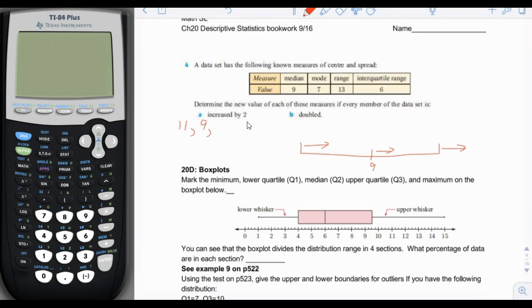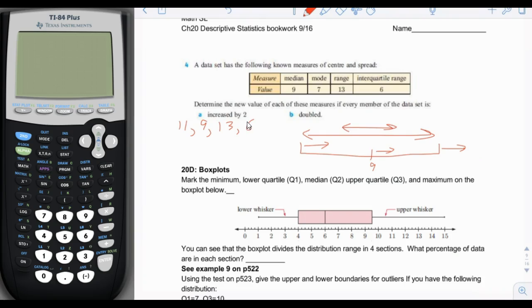The range is a difference between two values, from the minimum to the maximum. So even if you move it 2 to the right, it's still going to be 13. IQR, same thing. The IQR is the difference between the Q1 and the Q3. If you move both the Q1 and the Q3 2 to the right, it doesn't matter. It's still going to be 6.